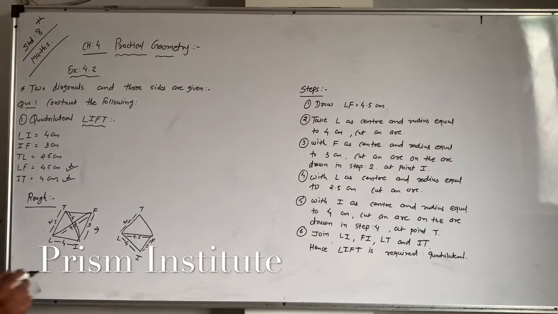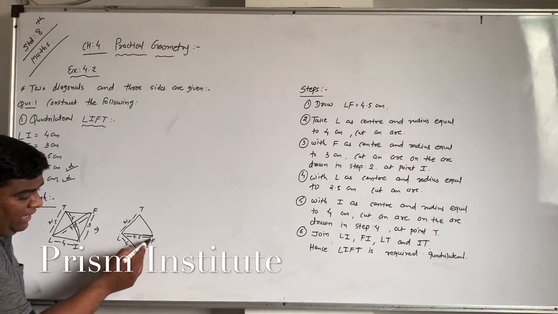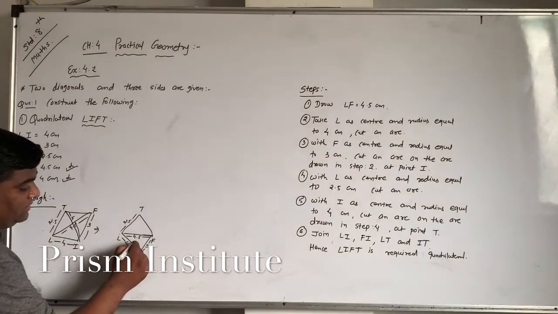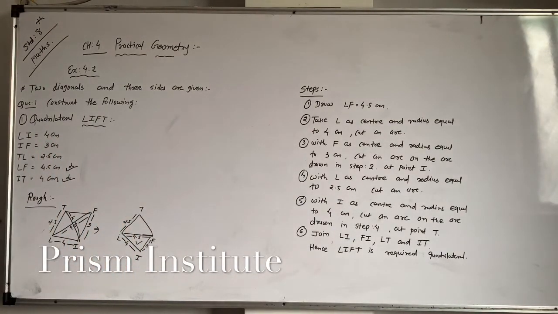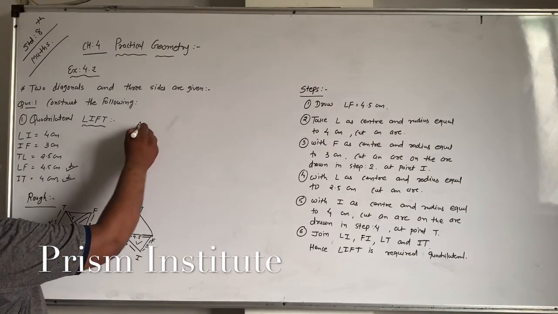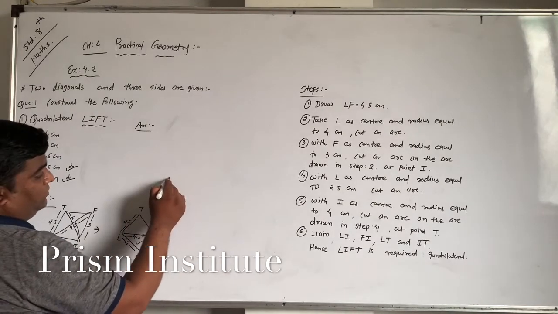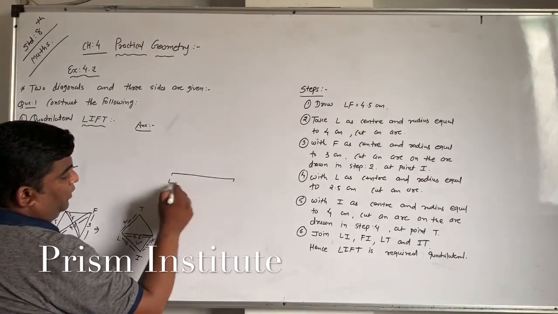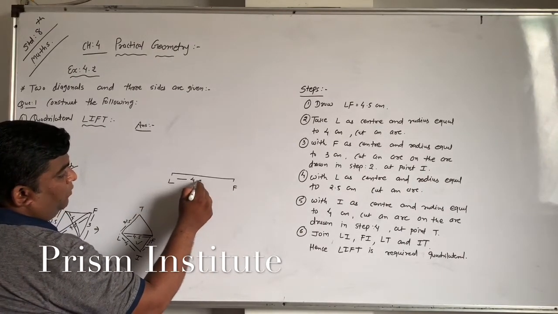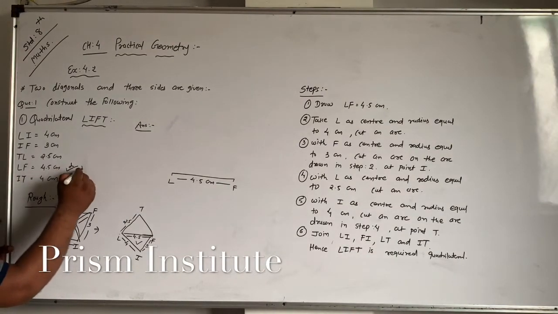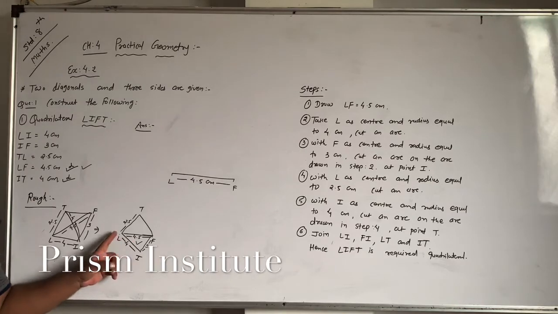Now see, in this triangle LFI, all 3 sides are given. So first of all, we construct this triangle. You know very well how to construct a triangle. So first of all, take LF as the base. Construct LF as the base of 4.5 centimeter. So LF is 4.5 centimeter. First of all, we draw the LF, and that is done.